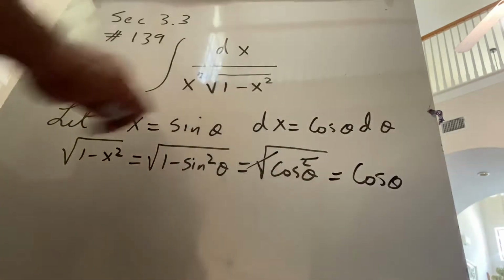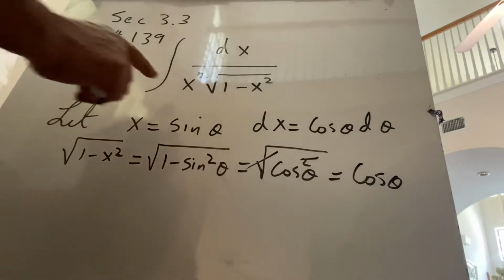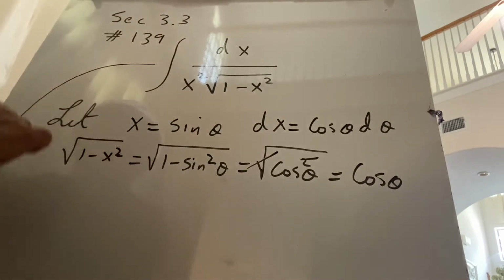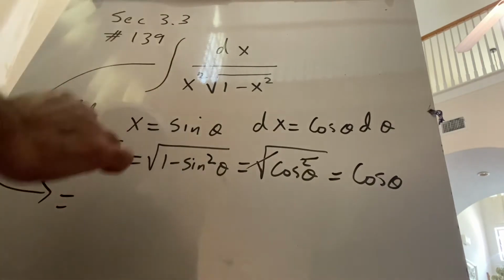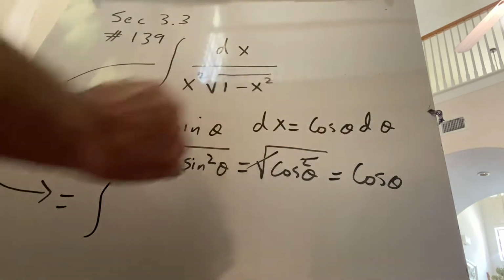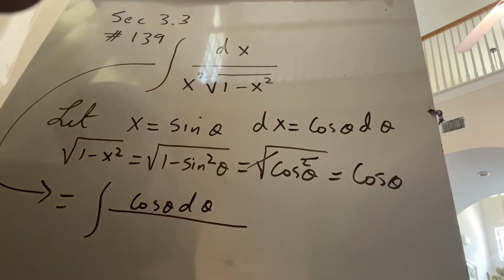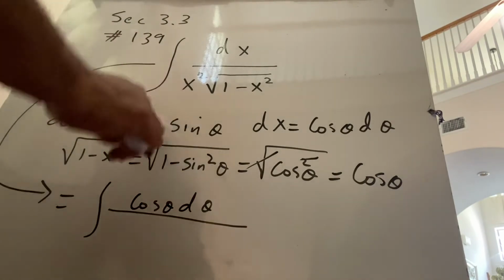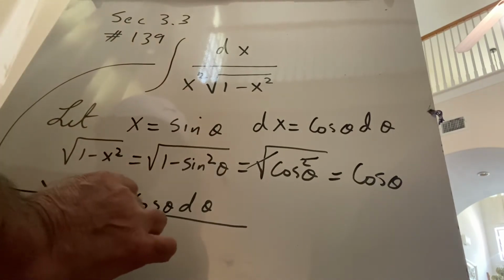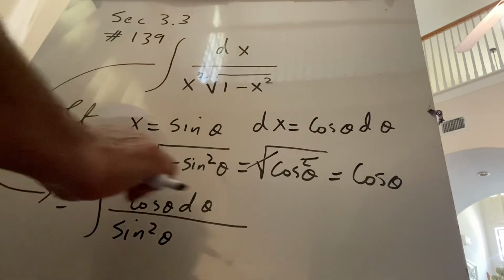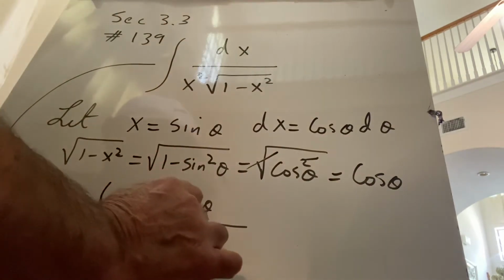So at the end of the day, the square root with our substitution just becomes cosine. Now x already is sine. So now we are ready to write this integral in terms of theta only. The dx, remember, became cosine theta d theta, all over x squared, which of course will be sine squared in this case because x is sine theta. And then times the square root of 1 minus x squared, which of course turns out to be cosine theta.